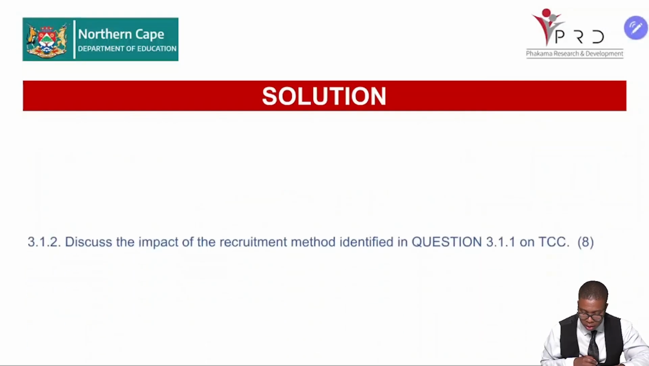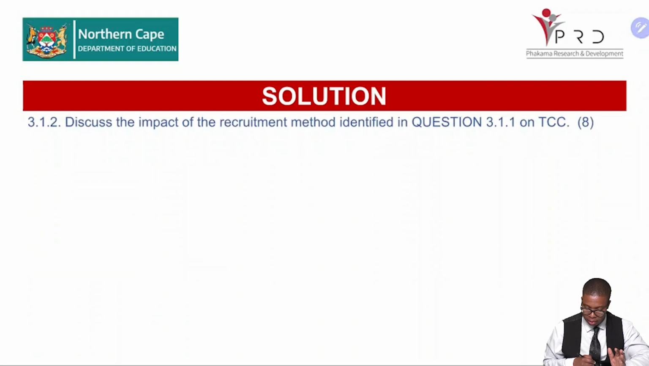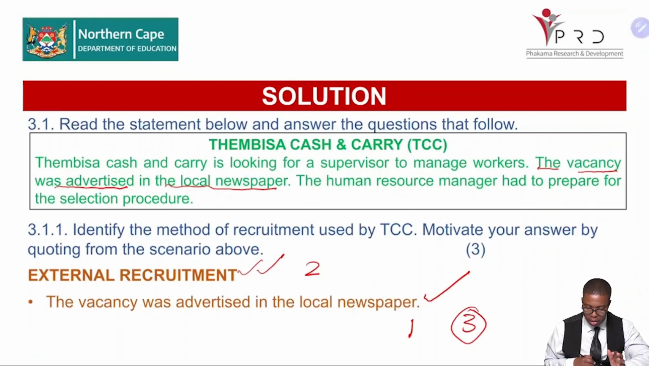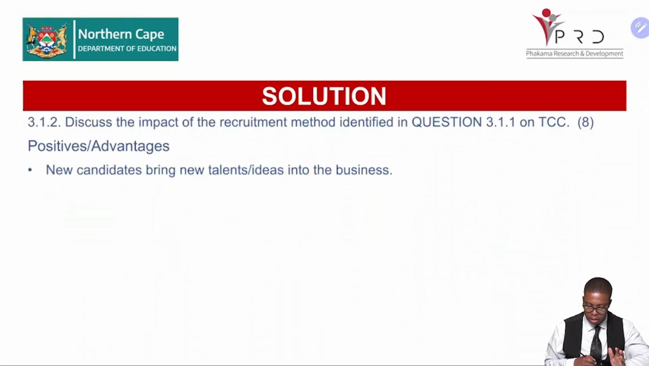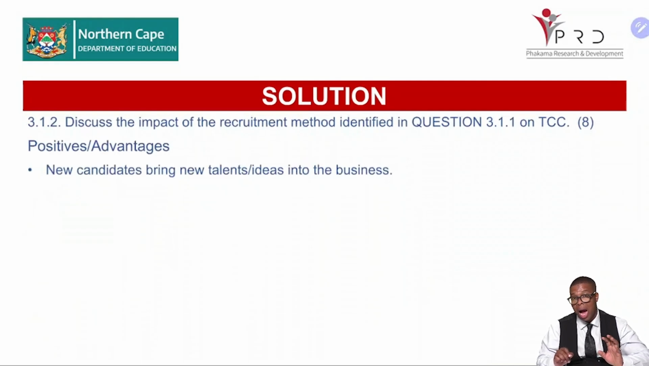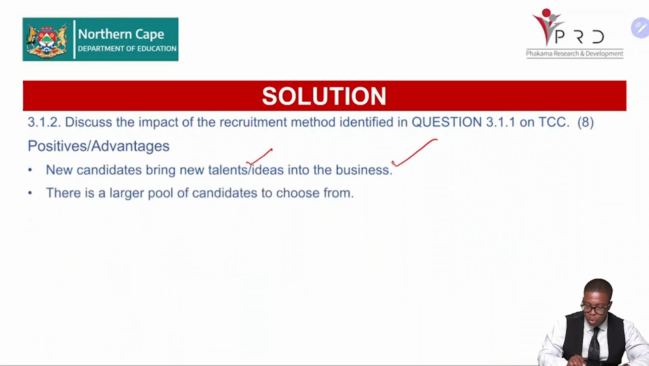Then we move to what now? Discussing the impact. And now we discuss the positives. And remember, the positives are people who are hired from outside, or candidates from outside the business, who come from the community, from other provinces, from other countries. They are considered to be external. Therefore, the new candidates bring new talents or ideas into the business. That is 1. Number 2, there's a larger pool of candidates to choose from.